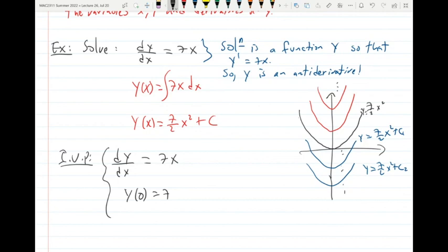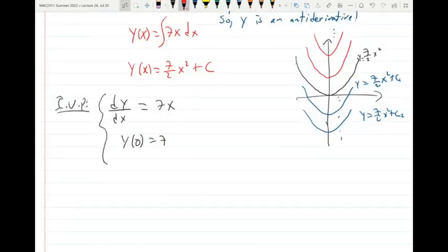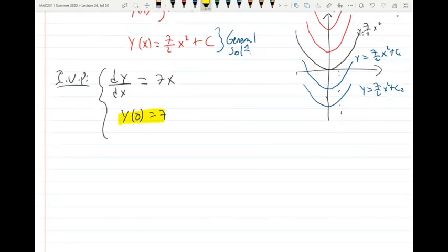Well, pretty easy. Get all the families. This is called the general solution of the differential equation. And then you use the condition to figure out what this constant is. So this is called the general solution. And what we want is a particular solution, just one of them, the one that satisfies this.